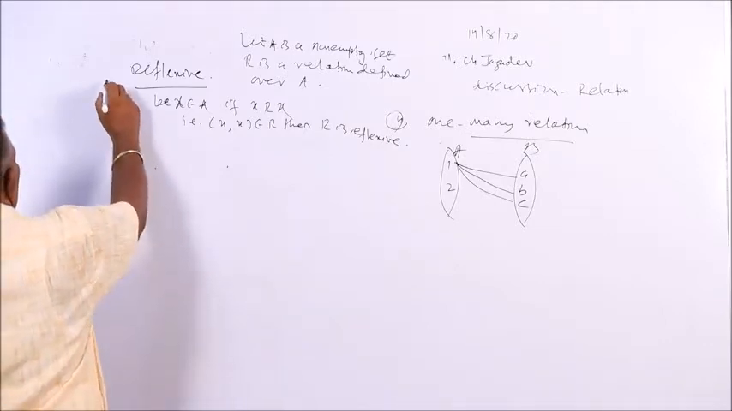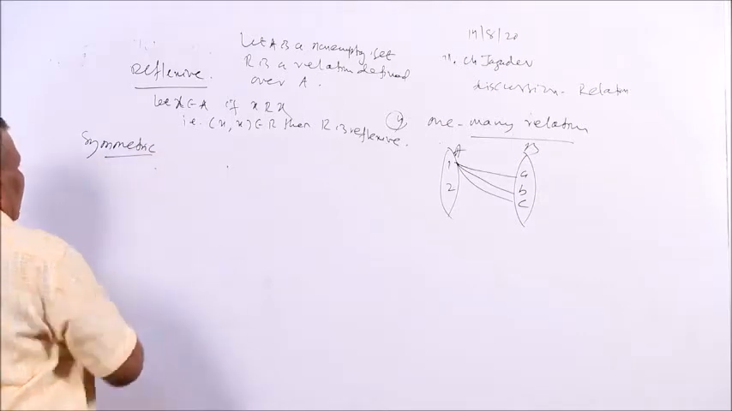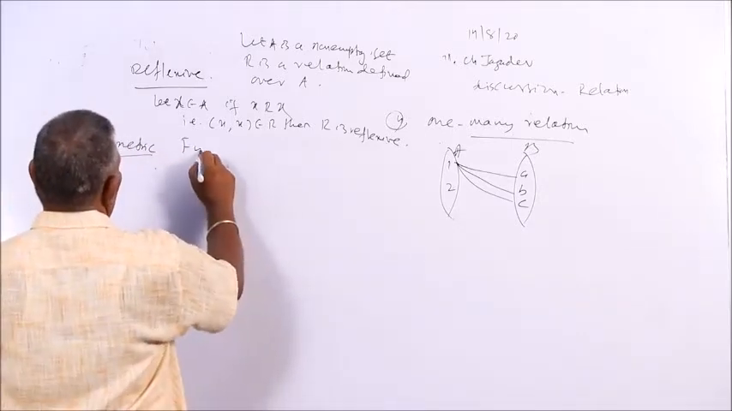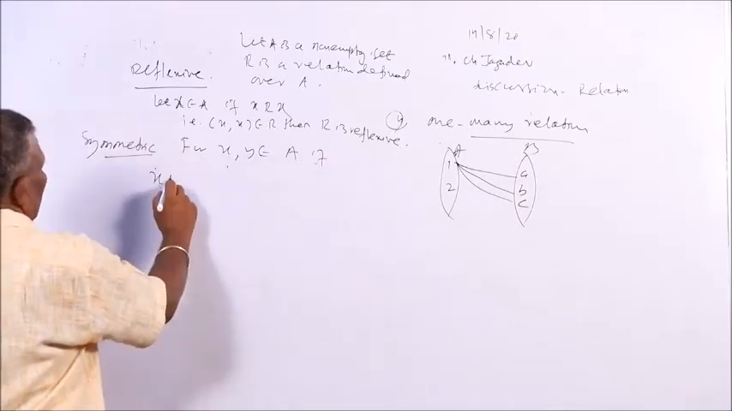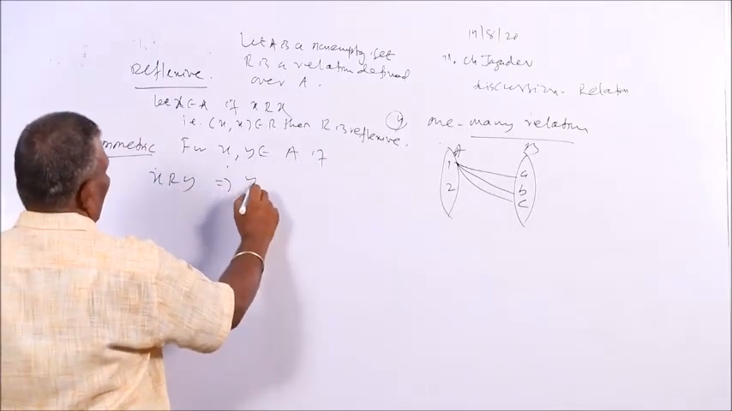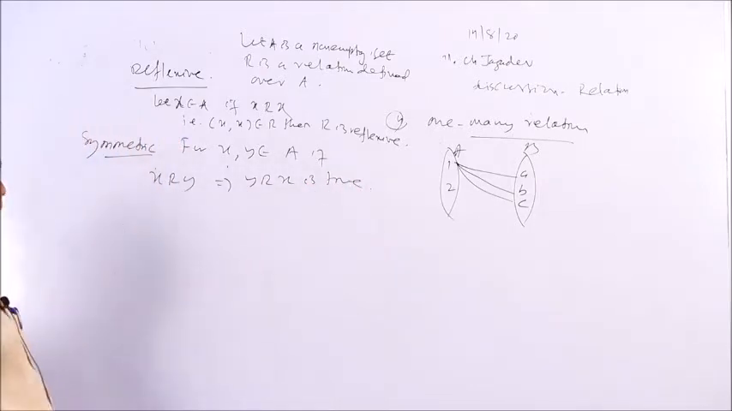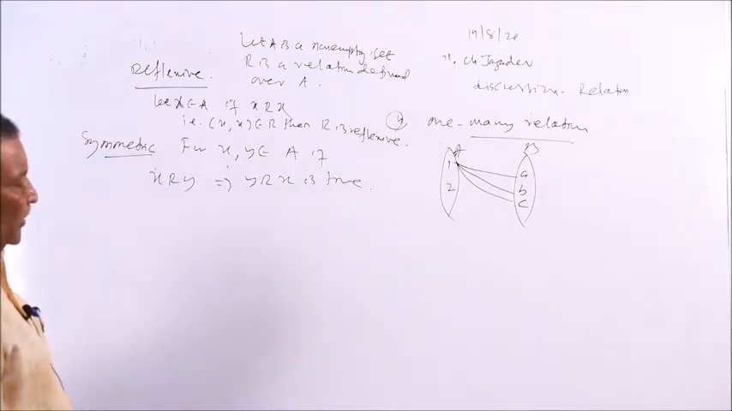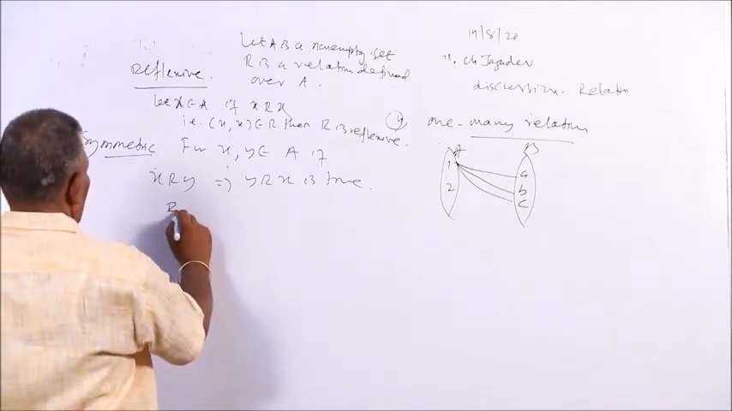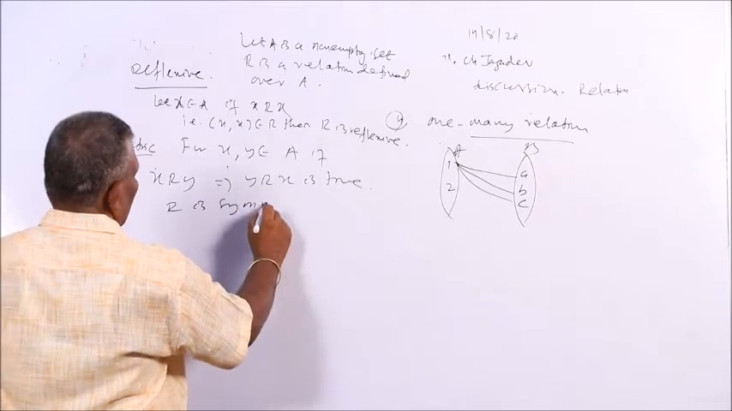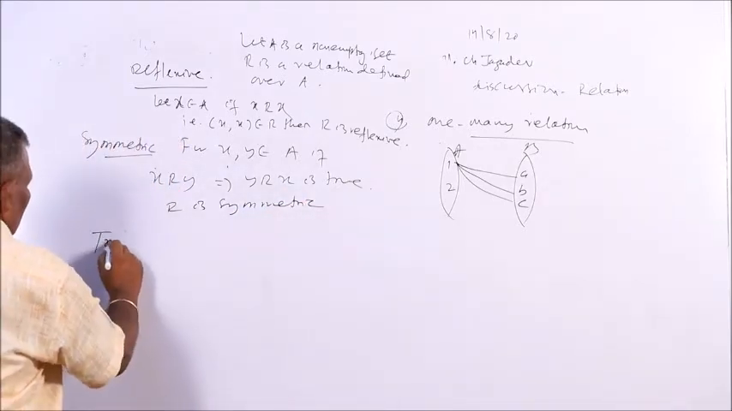Next point is symmetric. For x, y belonging to A, if x is related to y, that implies y R x is true. That means our assumption is x related to y, and we will show that y related to x is also true. If this relation is satisfied, then R is symmetric.